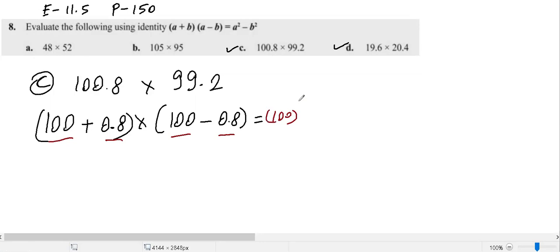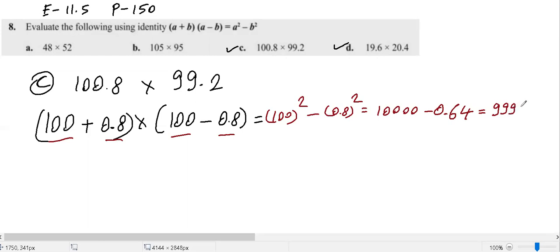So I can write this as 100 square, okay, minus 0.8 the whole square. So what is 100 square? 100 square will be 10,000, correct? And then what is this 0.8? 0.8 into 0.8 means 8 8s are 64. So it will be 0.64. So when you calculate this, you will get answer 9999.36. This will be your answer. Okay, that is C1.